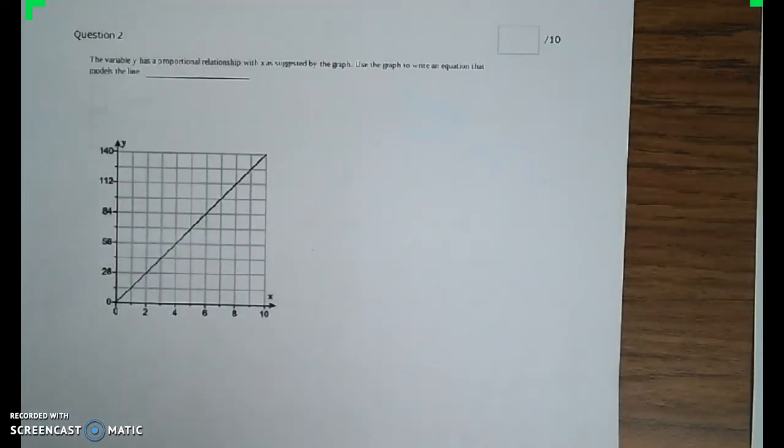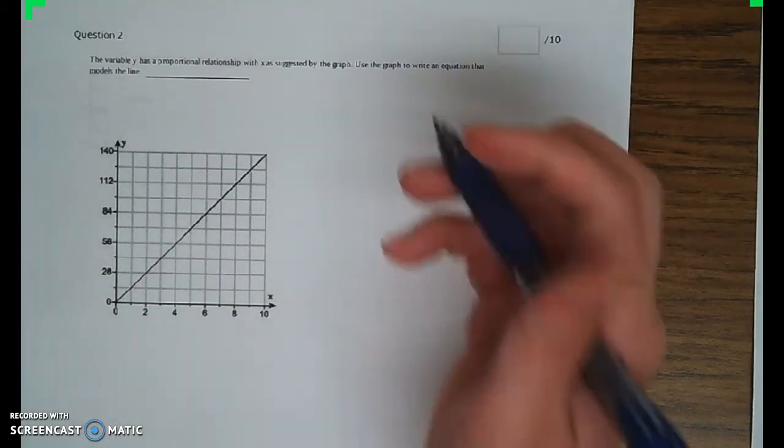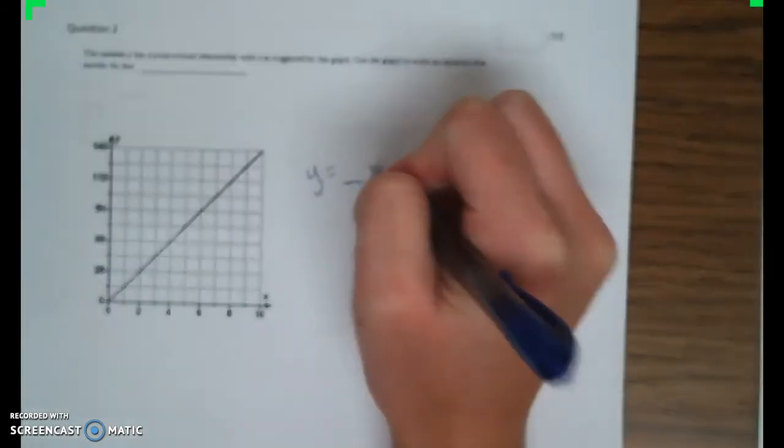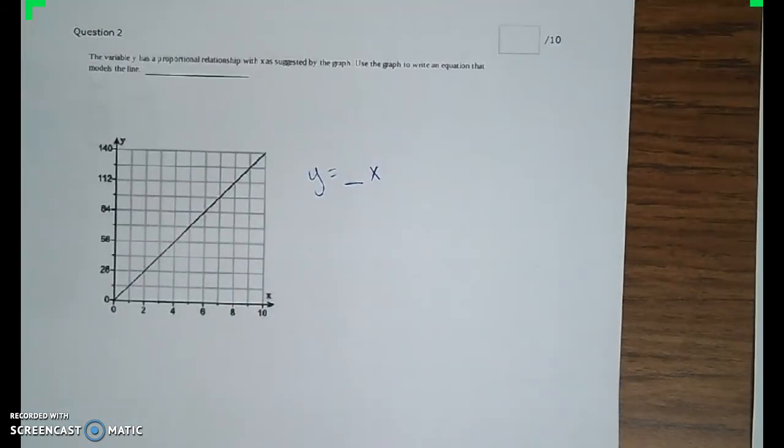Question 2 says, the variable y is a proportional relationship with x as suggested by the graph. Use the graph to write an equation that models the line. So we know that it's going to be y equals our unit rate times x, and we're not going to have a y-intercept here because it crosses at 0, 0. So we need to figure out our slope.